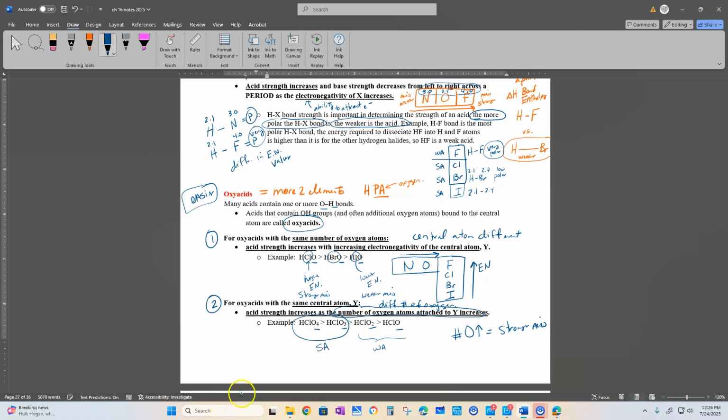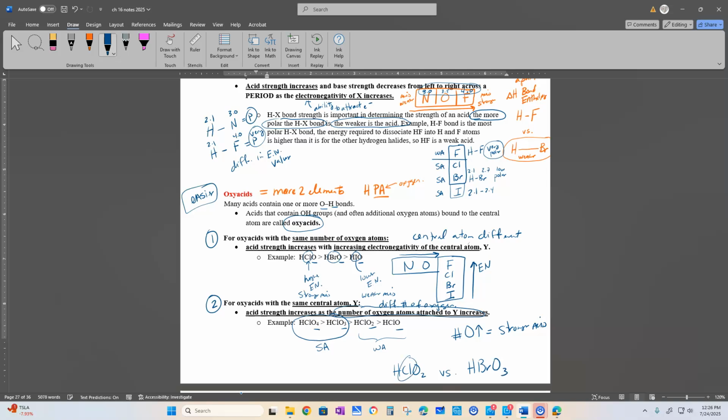When we're looking at strength, we can't be looking at two different things. I can't ask you something like HClO2 versus HBrO3.